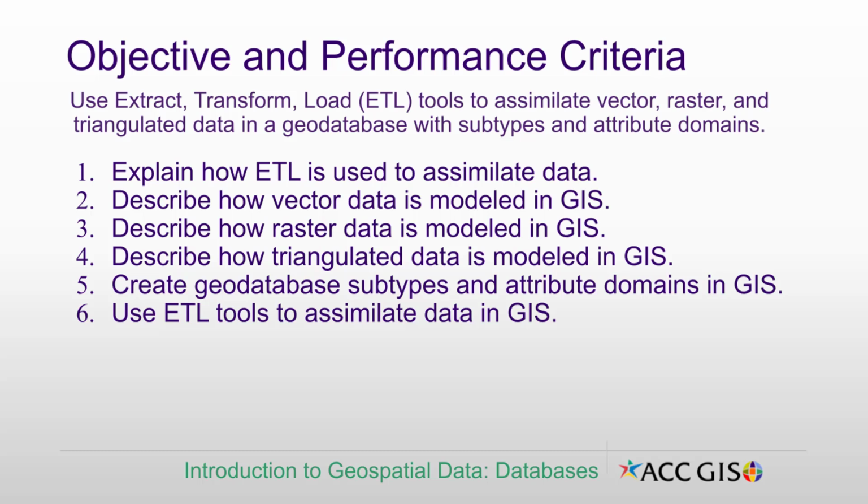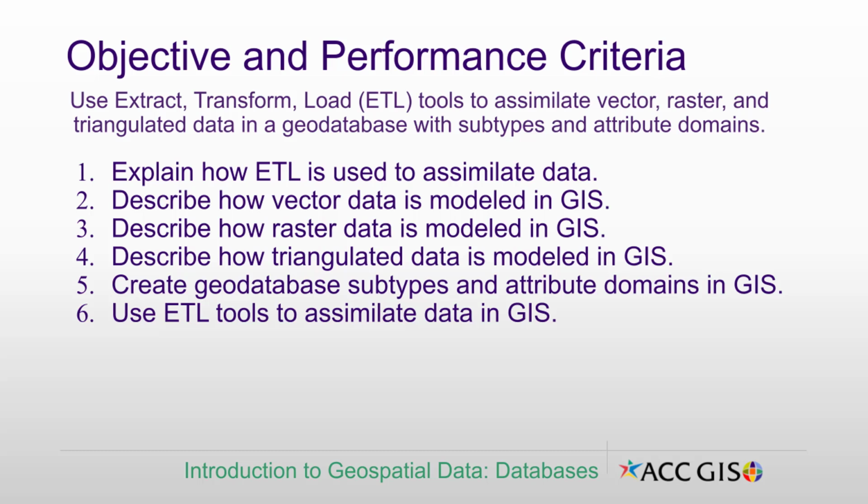You should be able to describe how vector data is modeled in GIS as discrete features with precise shapes and boundaries, how raster data is modeled in GIS as a continuous surface by dividing it into a regular grid of cells, and how triangulated data is modeled in a GIS to create a continuous and irregular network of triangles to represent terrain.